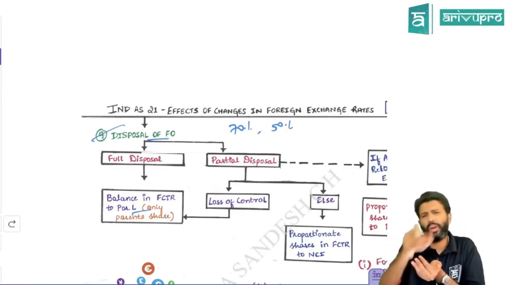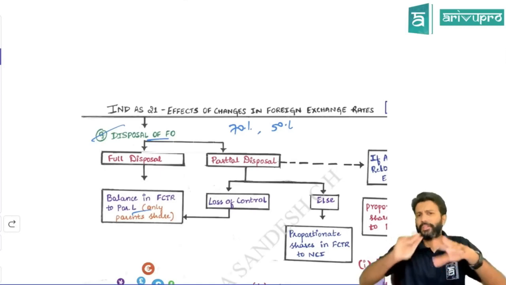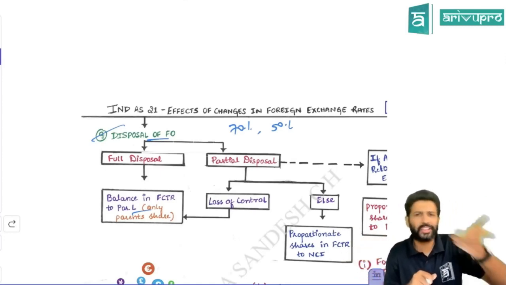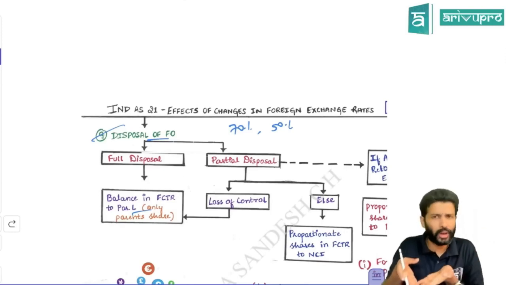Because the moment you lost control, all the OCI balance, if it's a reclassifiable OCI, you'll transfer it to P&L. If it's a non-reclassifiable OCI, you'll transfer it off to retained earnings. So that is the loss of control accounting.